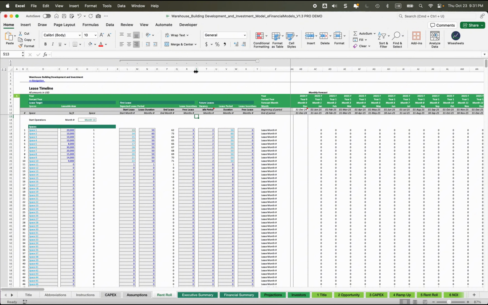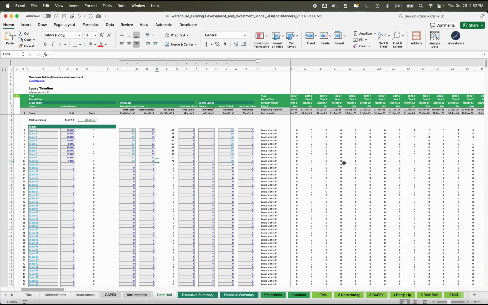We then also enter the future leases. The question here is what's happening after the first lease expires. So how long is the idle period? What is the new duration of the next lease? And are there also lease incentives required? This is then used to model the expected future leases again and again throughout the model.